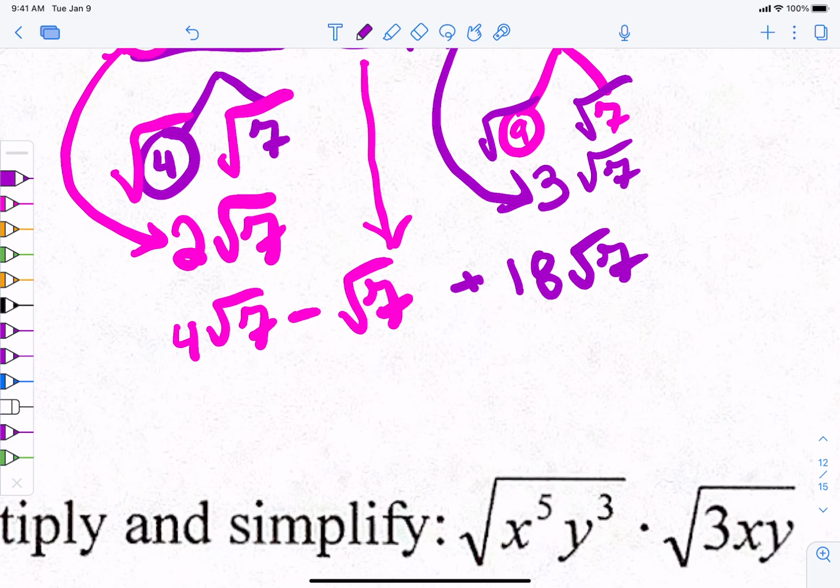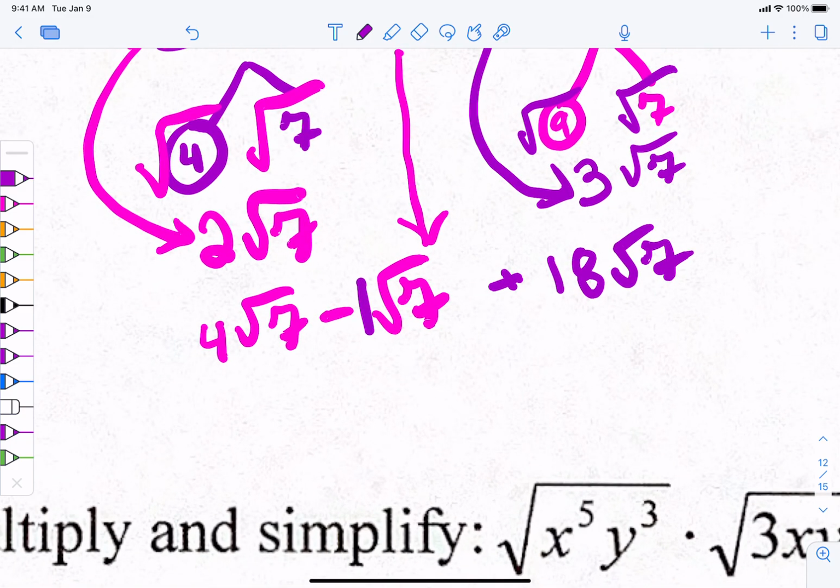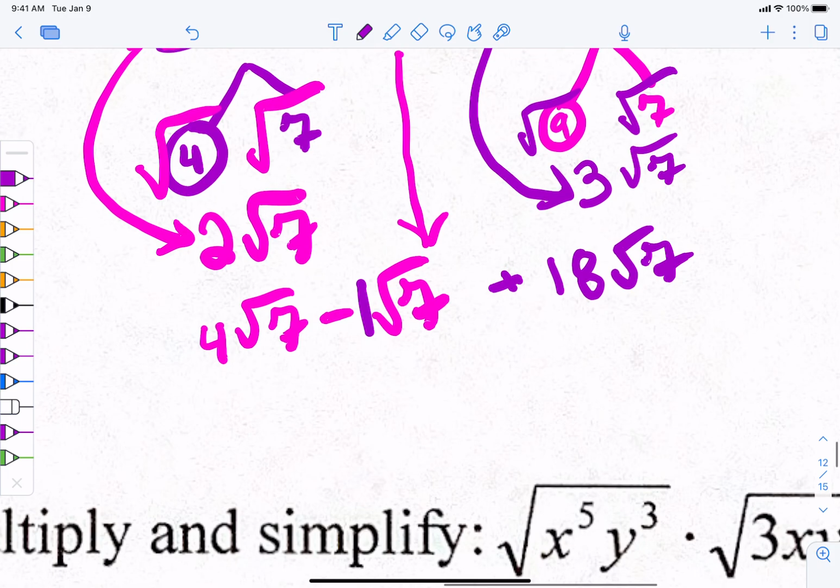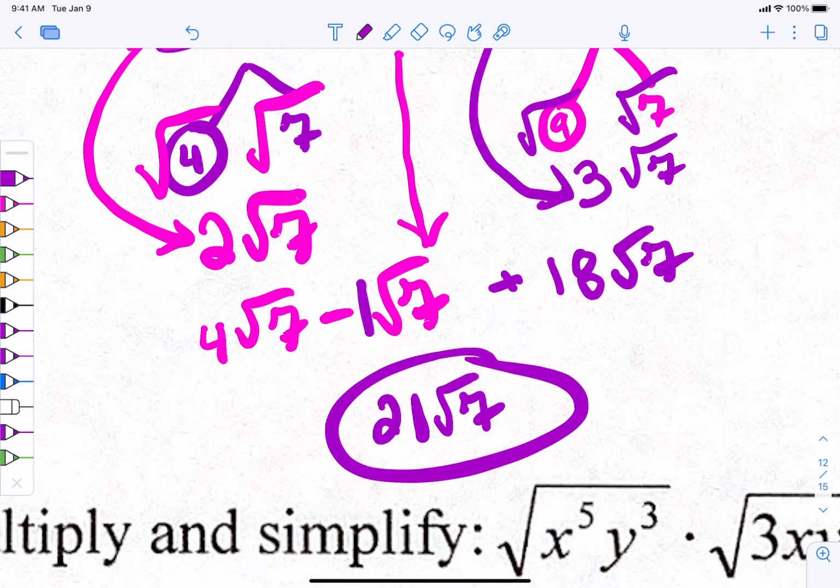Now, it might be helpful to put a 1 in front of the square root of 7 in the middle. So what's 4 minus 1 plus 18? 21. 21 square roots of 7. It's like having an x on the end of there, like 4x minus 1x plus 18x. You're adding those.